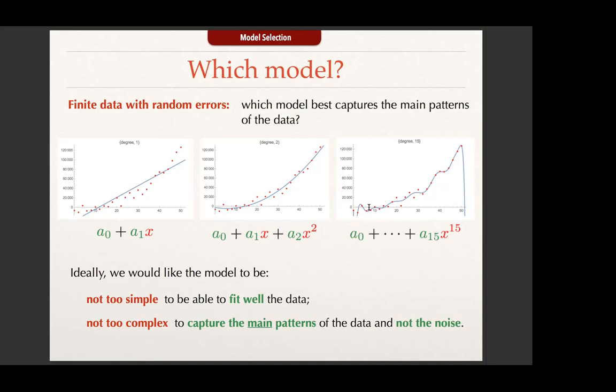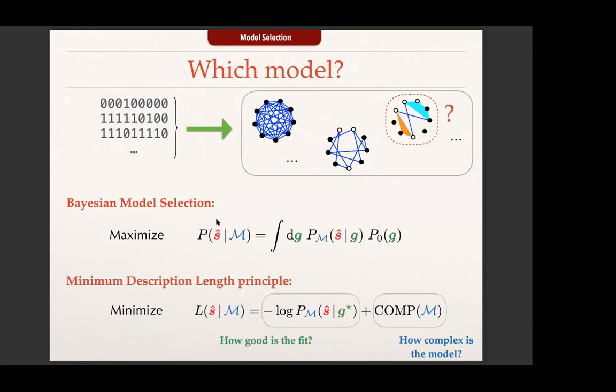Okay, so with spin models, we want to do the same thing, but we have a higher order system. We have a higher dimensional system. So how do we do this?